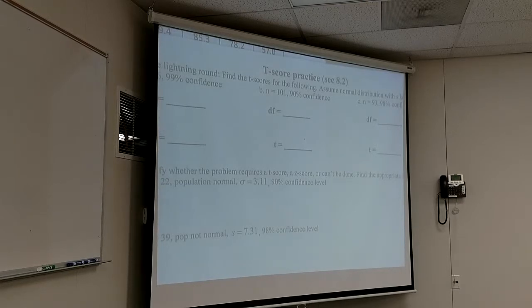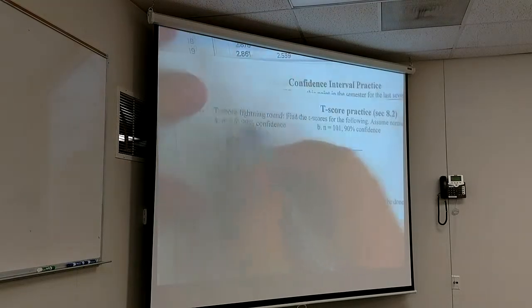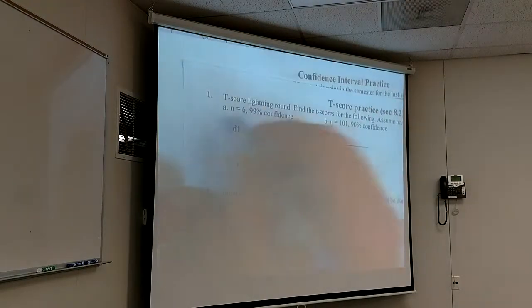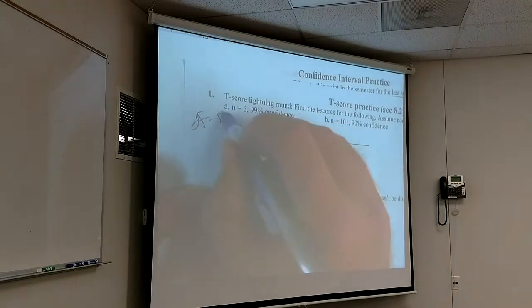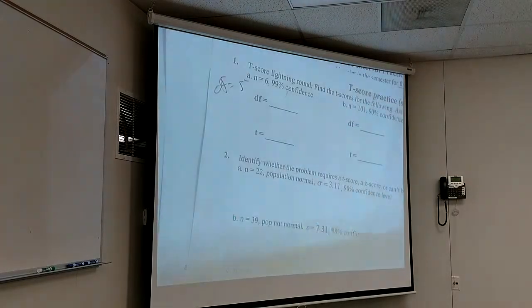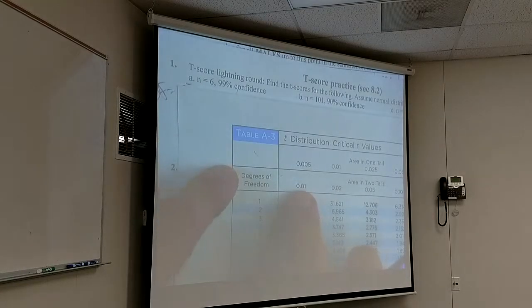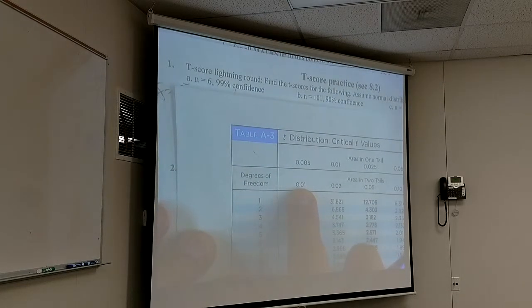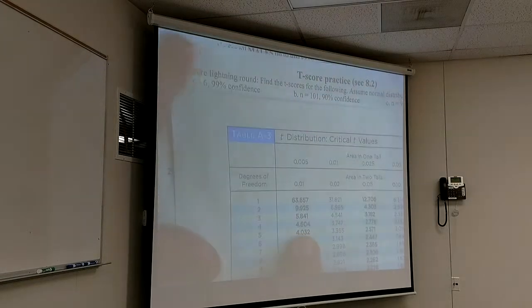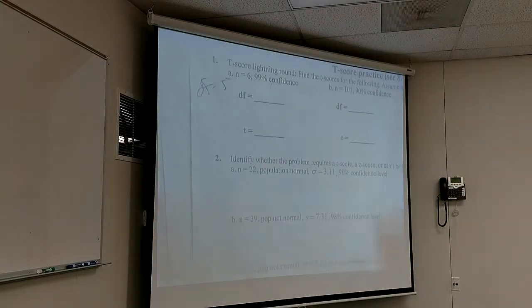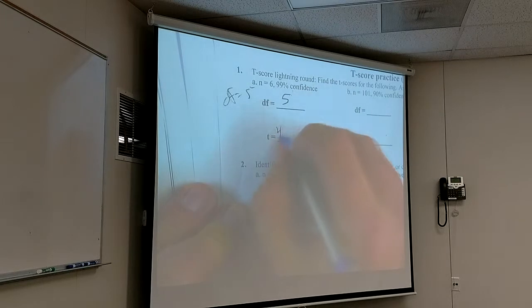The first few hopefully should not be too bad. We talked about that last one. So the first one here, n is 6, so degrees of freedom is 5. 99% confidence, so which column am I looking at? Yeah, the first one, 1% in 2 tails. I'm going to stop at 5, because you got 4.032. So degrees of freedom is 5, t is 4.032.